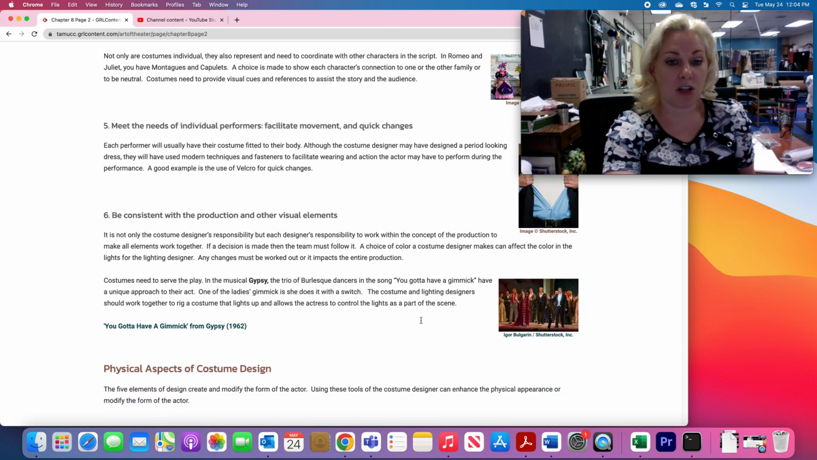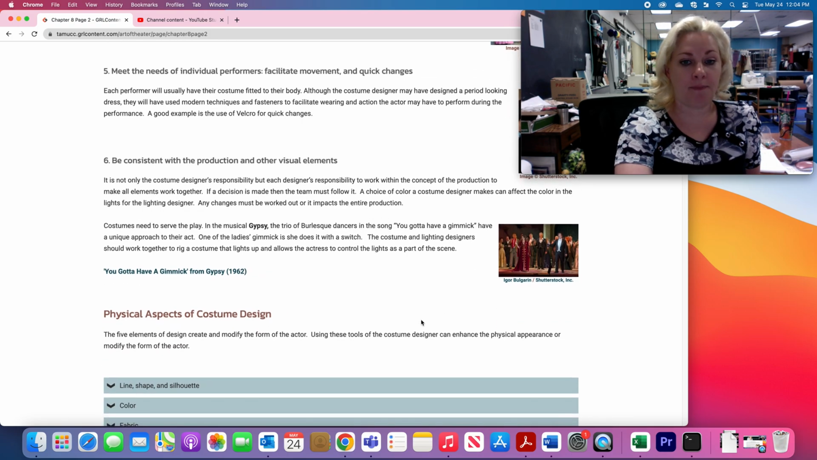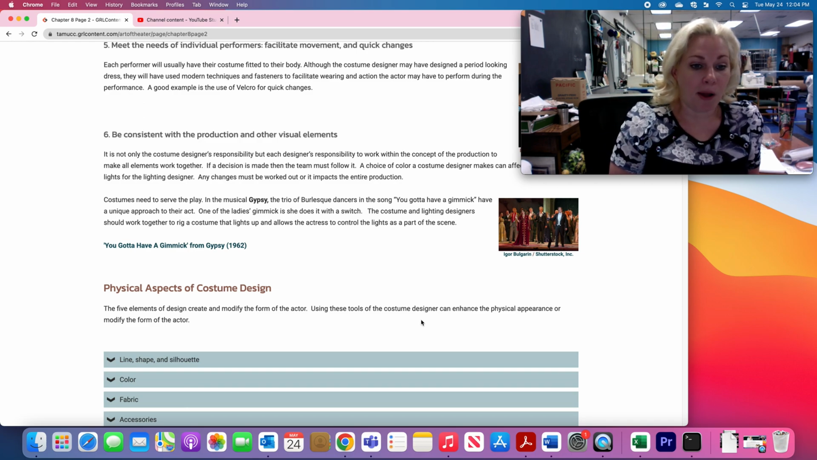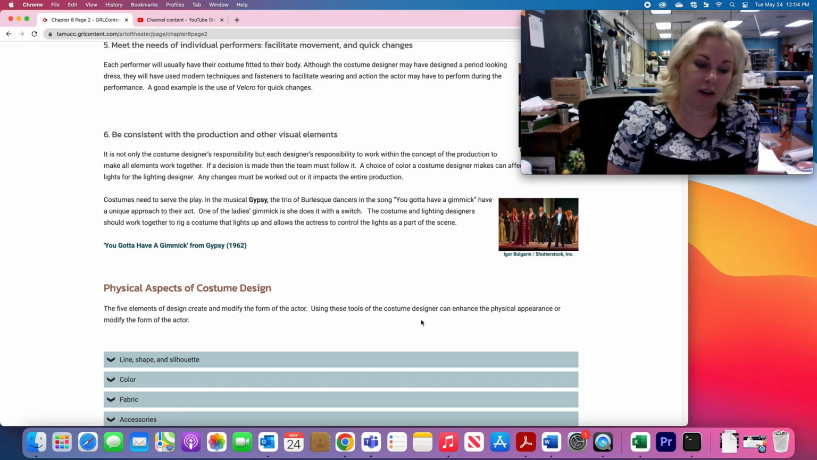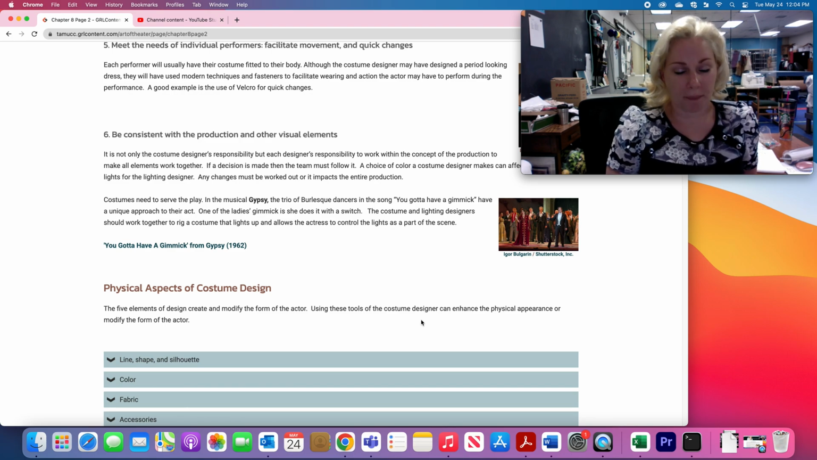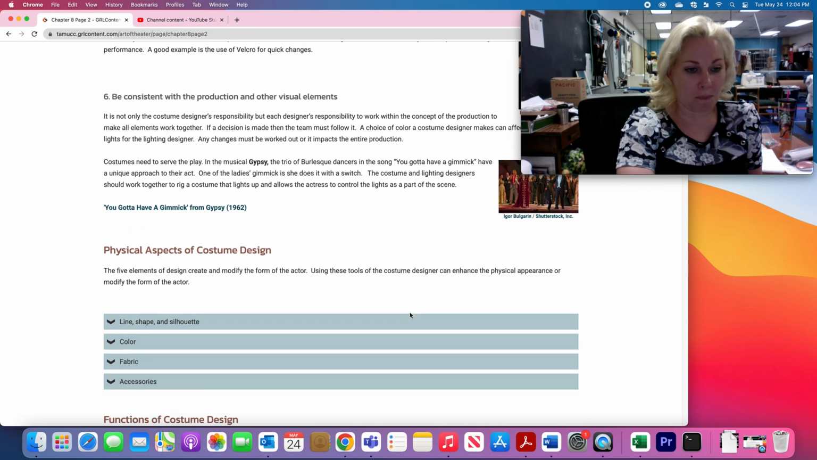Be consistent with production and other visual elements. Obviously, it's got to work in tandem with everything else. And you've got to have a gimmick, from Gypsy. I was actually in that, and I was one of the three. Well, there's no other way to say it, they're strippers, beyond their prime, as it were. One of them actually has an outfit that lights up. The other one has a horn that they have to be able to use and blow, and one is just a butterfly with wings. So these are costumes that work together, take extra time, but they're necessary for the show.